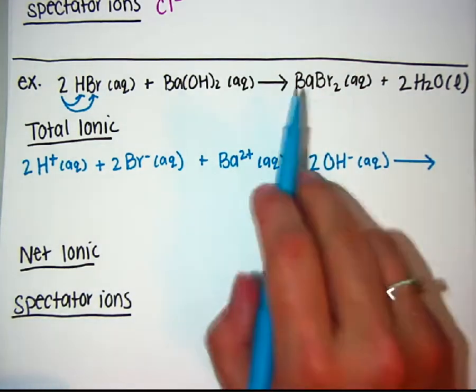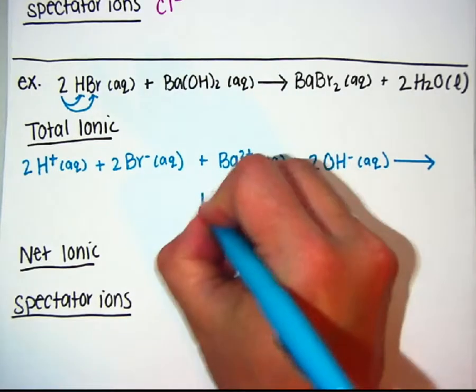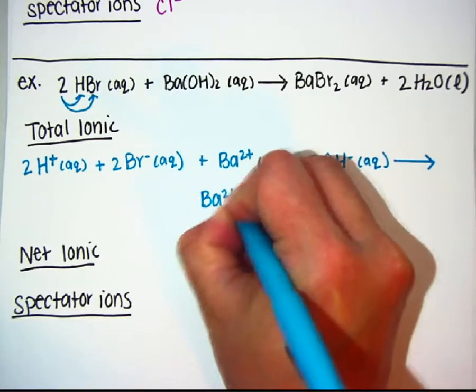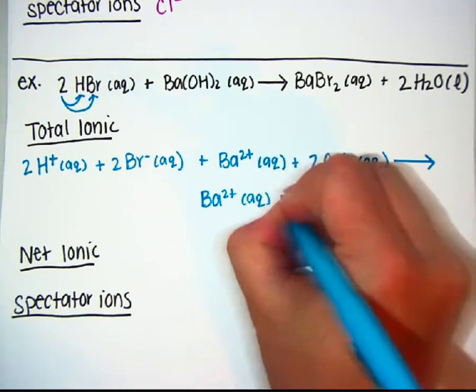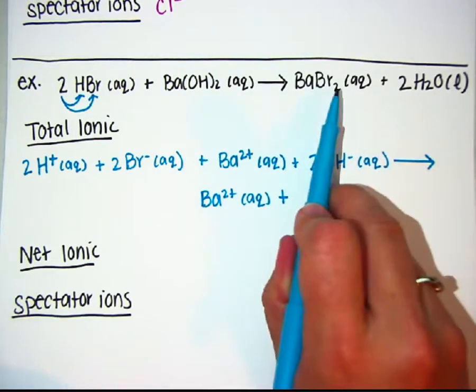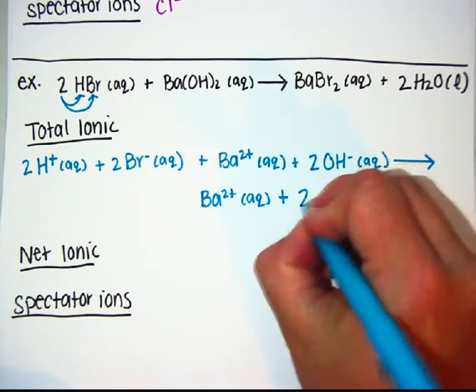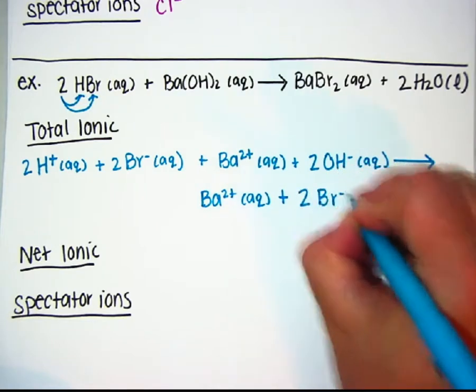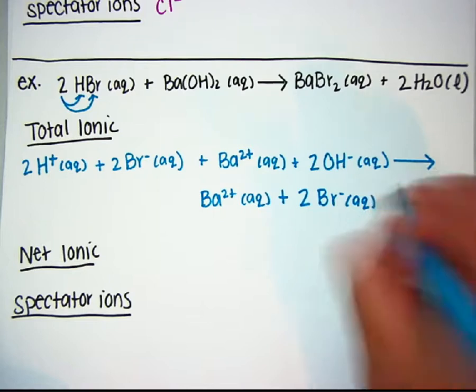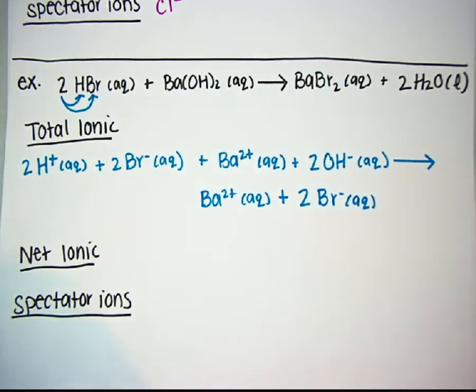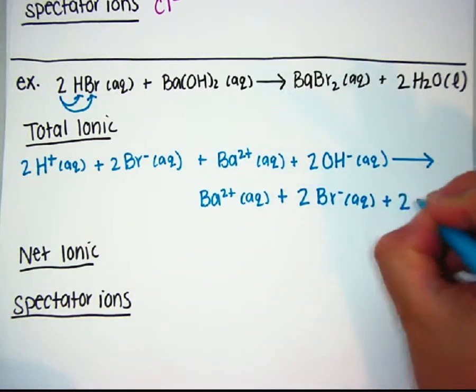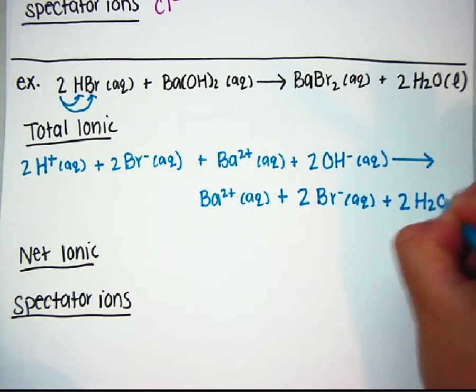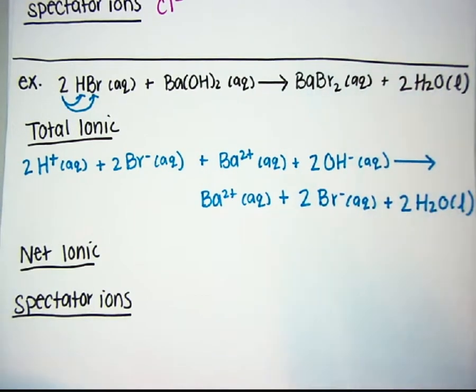On the product side, barium bromide is aqueous. It's going to dissociate into its individual ions. Again, we want our reaction to be balanced. I have 2 bromides. I'm going to pull that forward like a coefficient, so I have 2 bromides. We only break up aqueous compounds. We said never break up a solid. You never break up a liquid. You only break up aqueous compounds. Water is a liquid. It's not aqueous, so it doesn't break up.